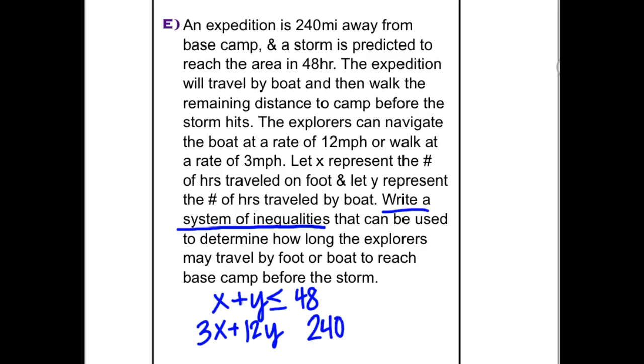Now, if they reach exactly 240 miles, they'll be at the base camp. But if you remember, once you get to base camp, are you just going to stop moving? No, think about it in terms of tracking your steps. You're going to be constantly moving. So that one has to be greater than or equal to 240. And we have our system of inequalities. If we wanted to graph it, we could. We are not going to.